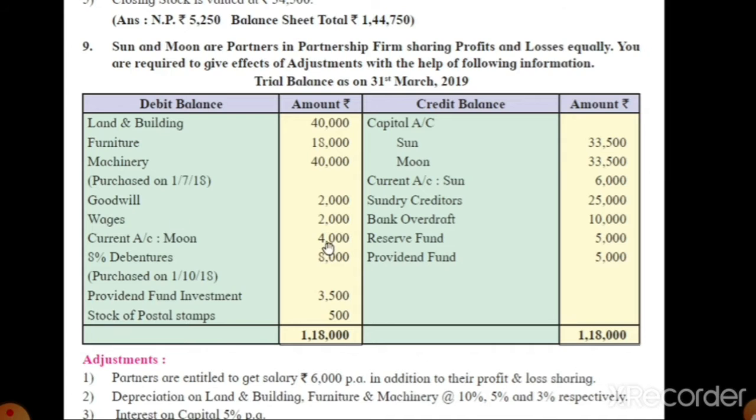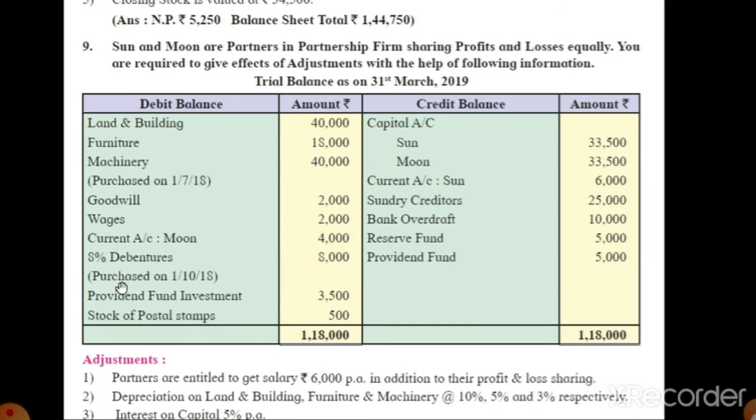Now next, goodwill 2000, wages 2000, then the current account of Moon, the amount is 4000. Student, from this current account of Moon we understood that this partnership firm follows the fixed capital method. So in this final account we have to maintain the partners' current account. Okay, so partners' current account Moon balance is 4000, then 8% debentures amount is 8000.